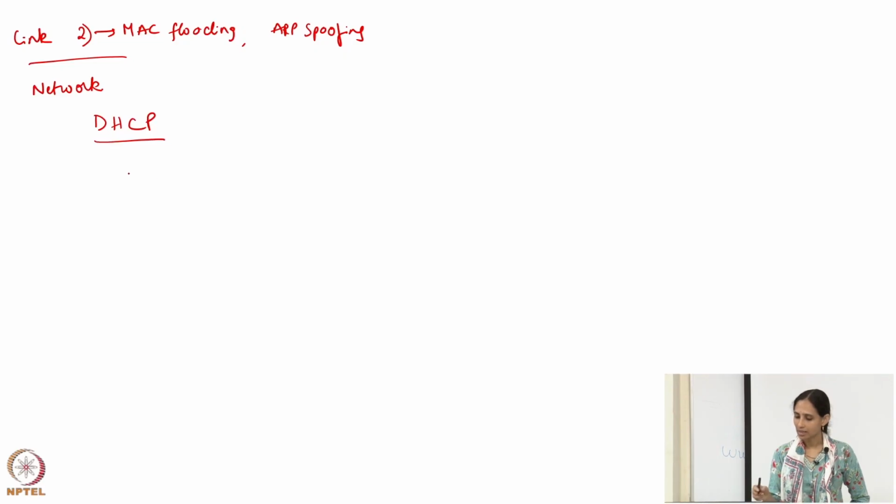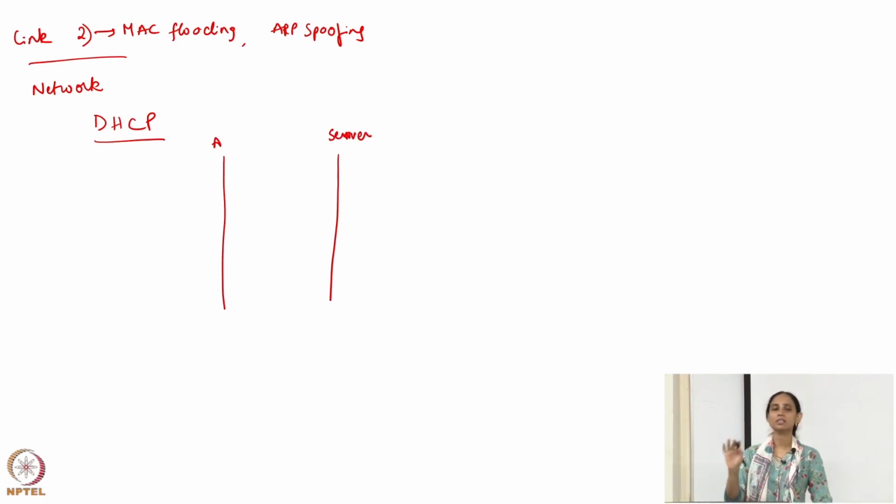Let's understand a little bit of how this DHCP protocol works. This is machine A and this is the DHCP server. For now, let's assume that the DHCP server is in the same local area network. It doesn't have to be; I'll tell what happens if it is not, but for now let's assume that it is. Now when machine A boots up, it has no IP address.